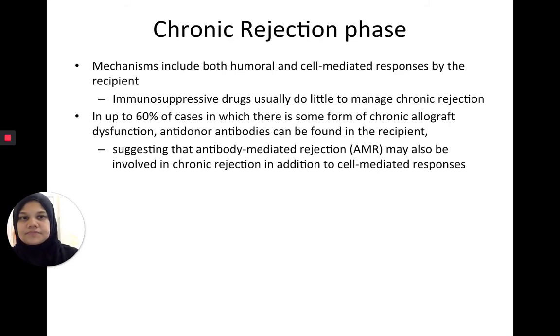This next one is, I guess, a bit harder to manage because it can take quite some time. It involves both the humoral and the cell-mediated responses by the recipient. While you can use immunosuppressive drugs to help prevent acute rejection, for example, it's harder to do this for chronic rejection because you don't want somebody to keep on taking immunosuppressive drugs. They have their own adverse effects, so this won't be a way that you can manage it. And this can happen in up to 60% of cases, where there's some form of chronic allograft dysfunction, and you'll see antibodies against the donor's antigens in the recipient. So this suggests that the chronic phase is mediated more by antibody-mediated rejection on top of cell-mediated responses.